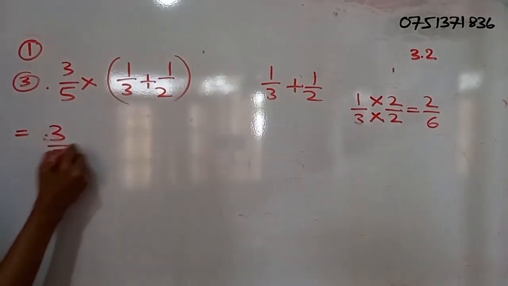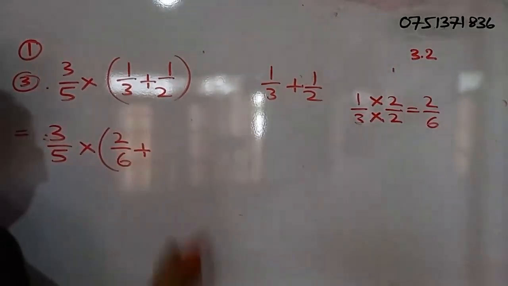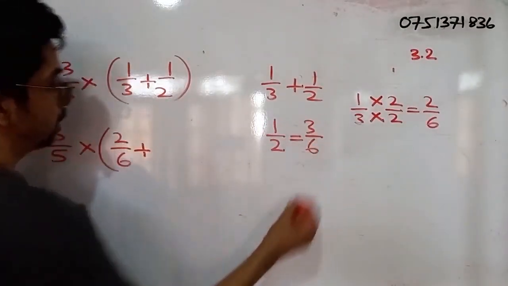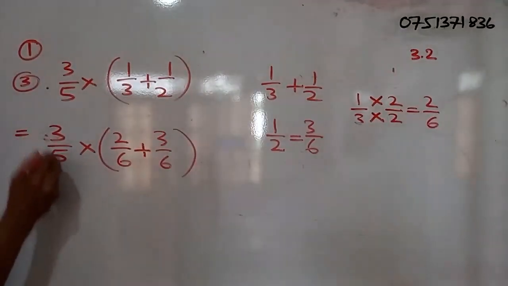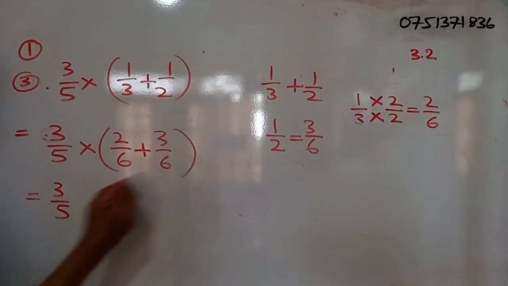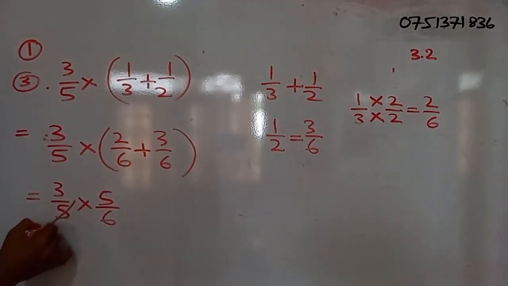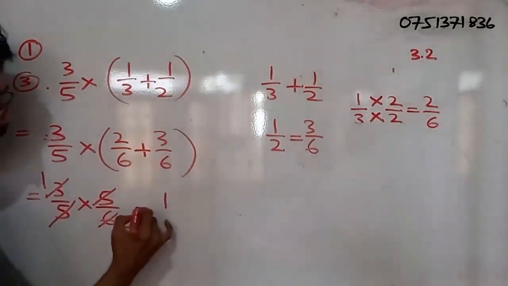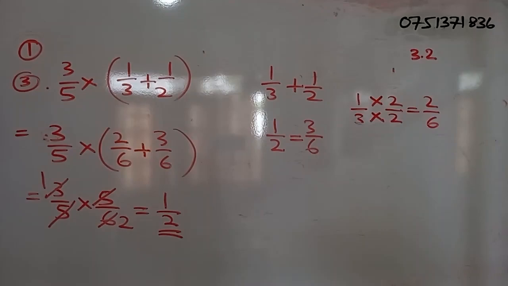So 3 by 5 into 2 by 6 plus 1 by 2, we know that is what? 3 by 6. So 3 by 6. Right, so here we have what? 3 by 5, and by simplifying this, we get what? 5 by 6. So I can cancel out the 5's, 3 times 1 and 3 times 2. So here the answer will be what? 1 by 2 or half.